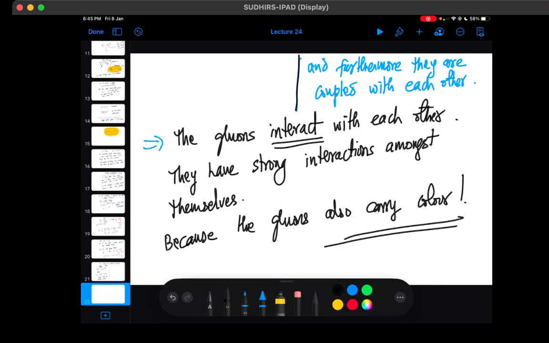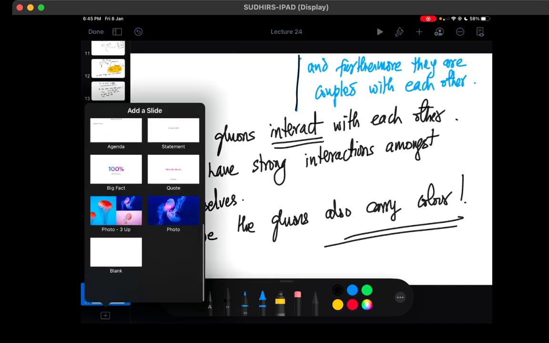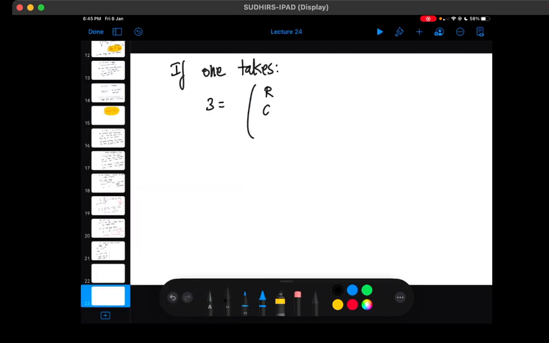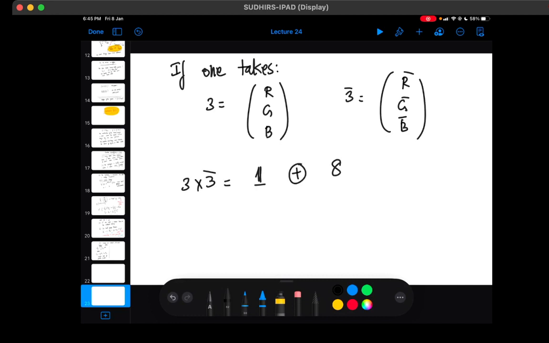Now if one takes 3 as RGB, these are the three colors of the quark, what we wrote down earlier, and 3 bar is equal to R bar, G bar, B bar. You know that 3 times 3 bar is equal to a singlet plus an octet. So the gluons sit in the octet.